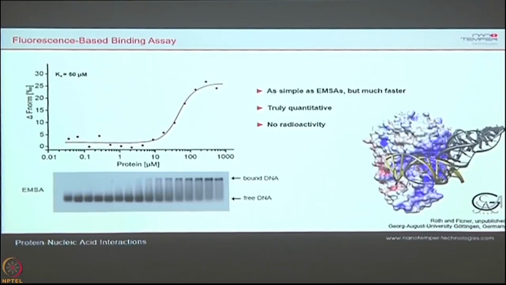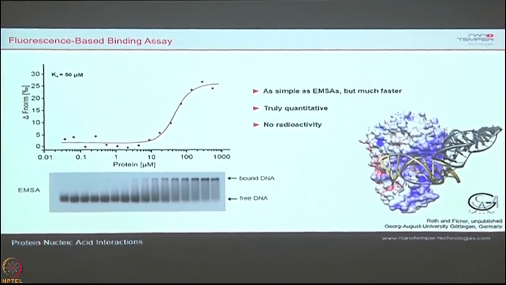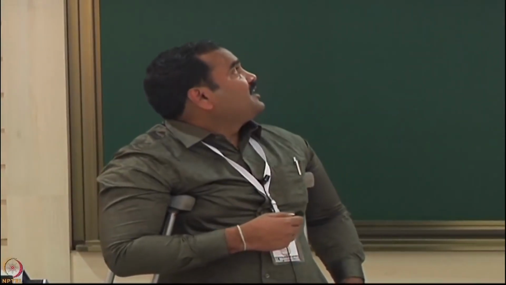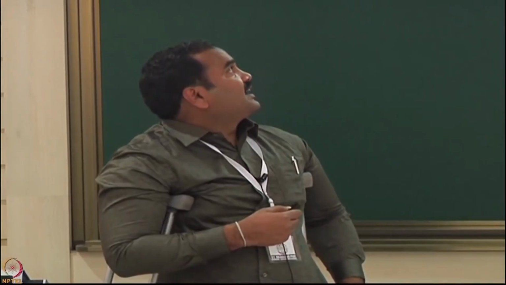Traditionally people do EMSA. Has anybody done EMSA here? Oh, great. So you know the pain of doing an EMSA, and you always get qualitative, never quantitative information. In the same studies which are done with EMSA, we label the DNA with a dye like Cy5 or Cy6, whatever dye you have, then titrate your other partner, and you are able to determine the KD, which is very similar. So with a smaller volume of sample, you are quantitatively determining the KD, and all the EMSA and radioactive labeling is overlooked when you do this kind of assay.